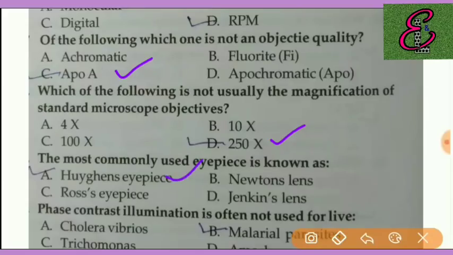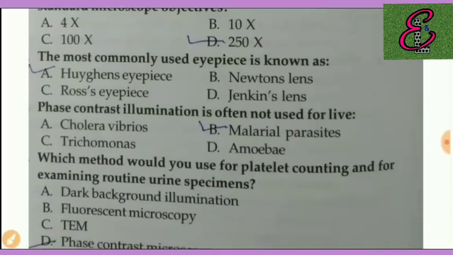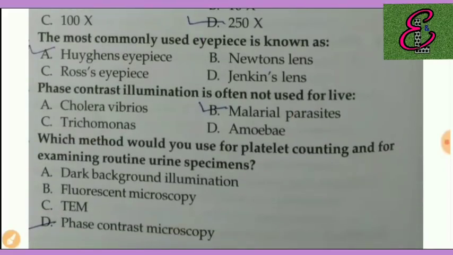The most commonly used eyepiece is known as Huygens eyepiece. The next question, phase contrast illumination is often not used for live, the answer is malarial parasite.